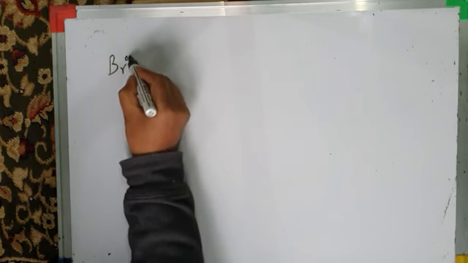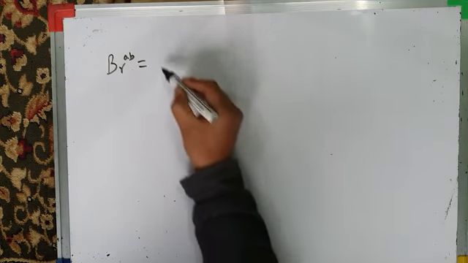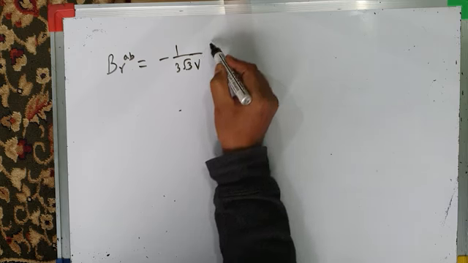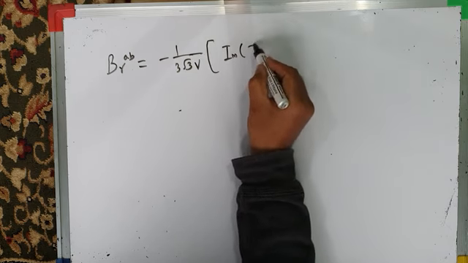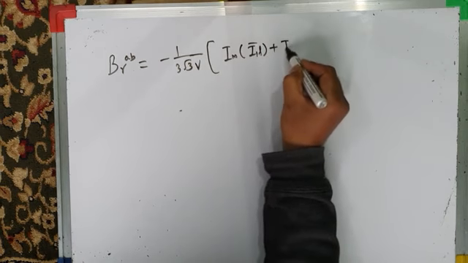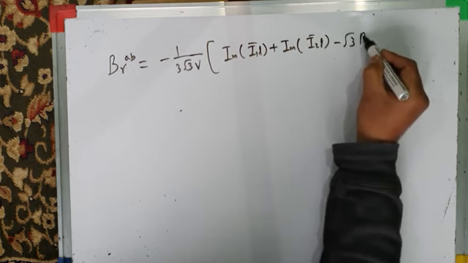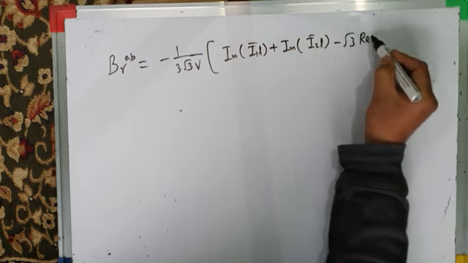So compensator susceptance of branch AB, B gamma AB is equal to minus 1 by 3 root 3 V. V is in the denominator, not in the numerator, into imaginary component of positive sequence component of load current plus imaginary part of negative sequence component of load current minus root 3 into real part of negative sequence component of load current minus beta into real part of positive sequence component of load current. Let us call this equation as equation 7.